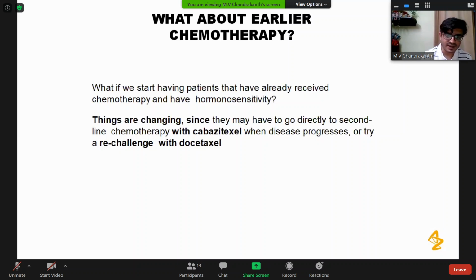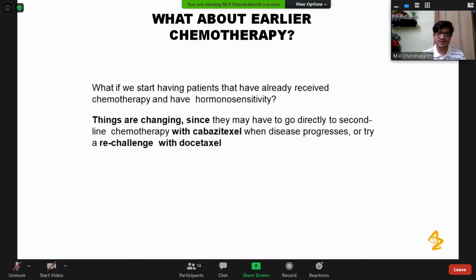So we have understood one thing: in the hormone sensitive setting also, it is not enough if we give androgen deprivation therapy, we have to add systemic therapy. So to answer this question, what about earlier chemotherapy? What if we start having patients that have already received chemotherapy and have hormone sensitivity? Things are changing, since they may have to go directly to second line chemotherapy with cabazitaxel when disease progresses, or try a re-challenge with docetaxel.